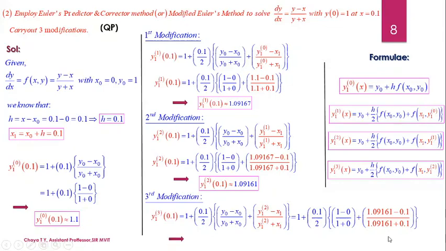So when I substitute here and simplify, I am going to get the third modified value of the term y at the point x as a 0.1 denoted as y1 of 3 is 1.09161. So now for the third modification we are getting the same answers. Okay. So this is how we are going to solve problems by using the modified Euler's method.